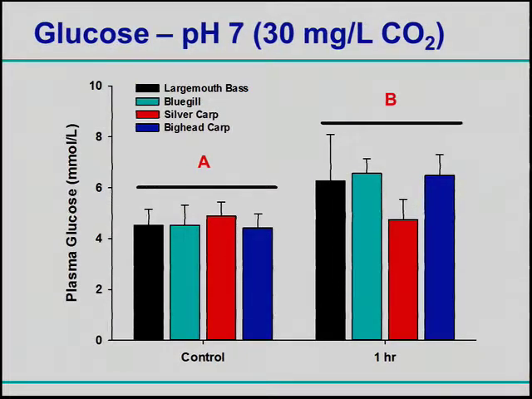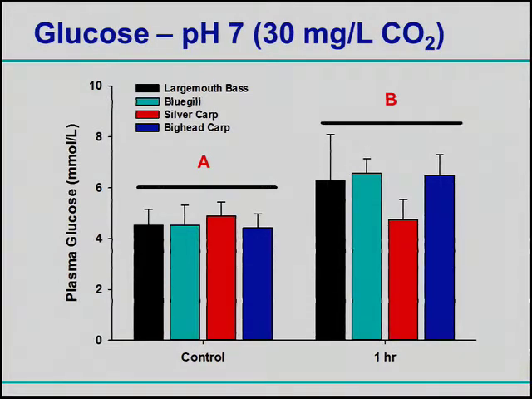Then we can look at some of the blood responses, and this is glucose, which is a stress indicator. So when you have higher glucose, you're stressed or you have a stress response. It's part of your stress response. Significant treatment effect here, meaning that after we have the control fish, the largemouth bass are black, bluegill, silver carp are red, and the bighead carp are blue. As we expose fish, we had to go with the 30 milligrams per liter, because if we go 70 milligrams per liter, they all pass out. So we do 30 milligrams per liter exposure for an hour, and we have a significant increase in the stress response.